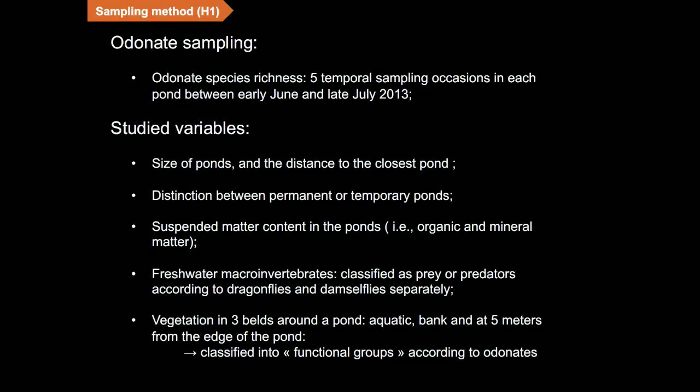For the sampling, very quickly, we used five temporal sampling occasions to account for the phenology of all species. And we studied different characteristics of ponds: the size, the distance to the closest pond, the temporality of the pond, the suspended matter content in the water, freshwater macroinvertebrates that can be considered as prey or predator according to the species for larvae, and the vegetation in three belts around the pond: in the center of the pond, on the bank, and at 5 meters from the pond.